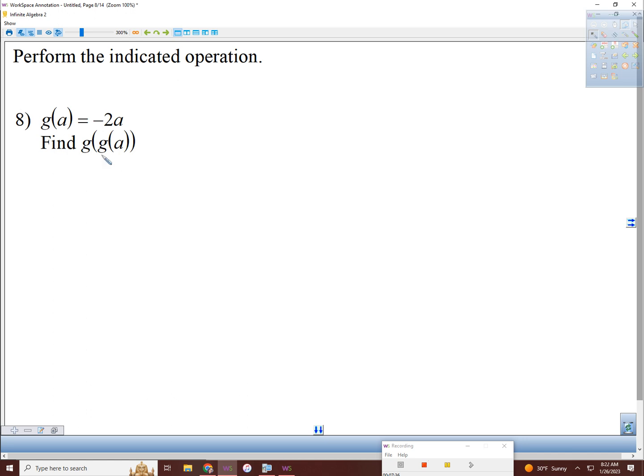All right, number 8, we're plugging g into g. So I'm going to write g down like we normally do. But where that a is, I'm going to put some parentheses. And then we're plugging g into that. So negative 2a. And then we multiply. Negative 2 times negative 2a is positive 4a. And that's my answer. So g of a is equal to 4a.